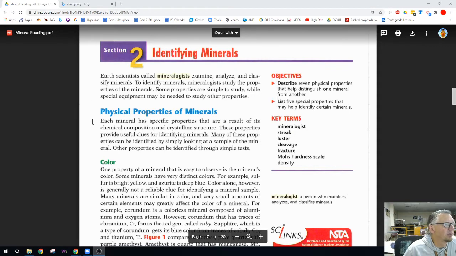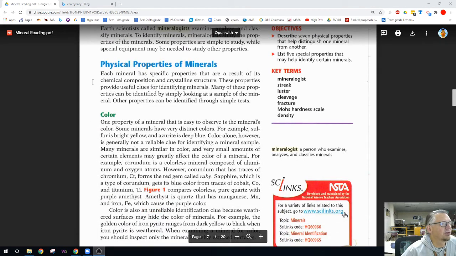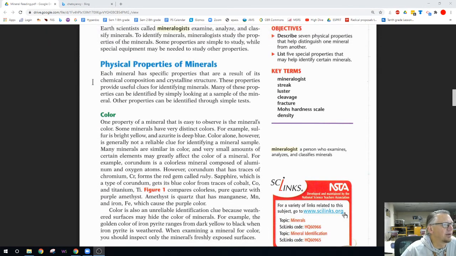Physical properties of minerals. Each mineral has specific properties that are a result of its chemical composition and crystalline structure. These properties provide useful clues for identifying minerals. Many of these properties can be identified by simply looking at a sample of a mineral. Other properties can be identified through simple tests.